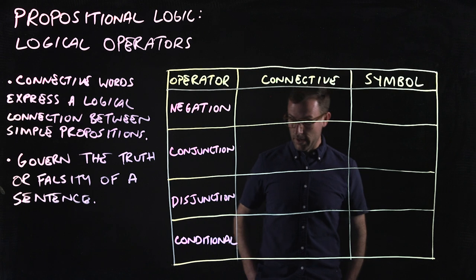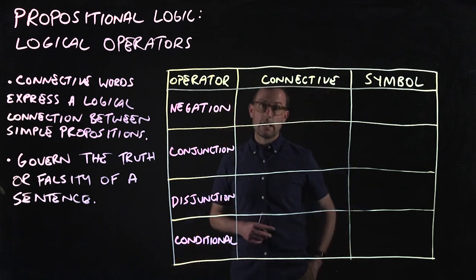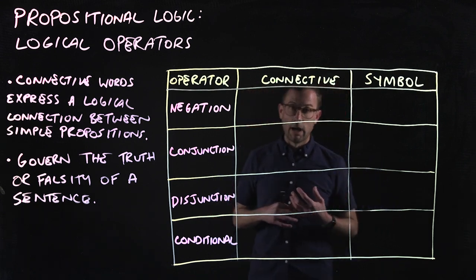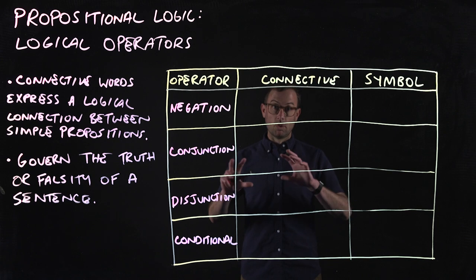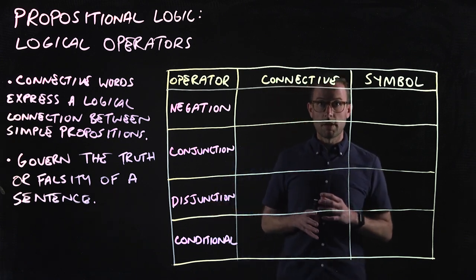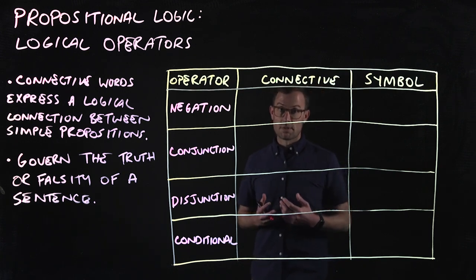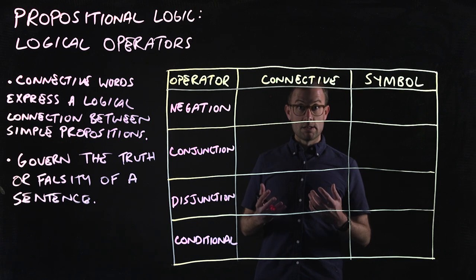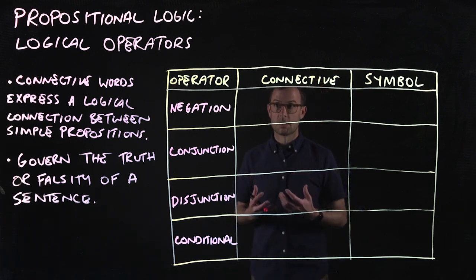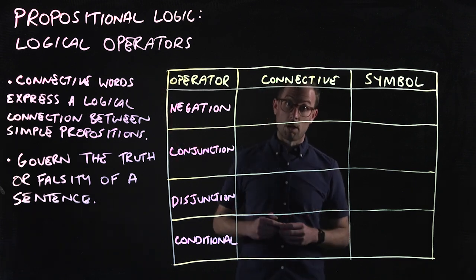Now, logical operators are words, we call them connective words, that express a logical connection or a logical relationship between different simple propositions, okay? So we only see logical operators in complex propositions. And recall, a complex proposition is simply a sentence with two simple atomic propositions or primitive propositions that are joined together. They're joined together by the logical operators.